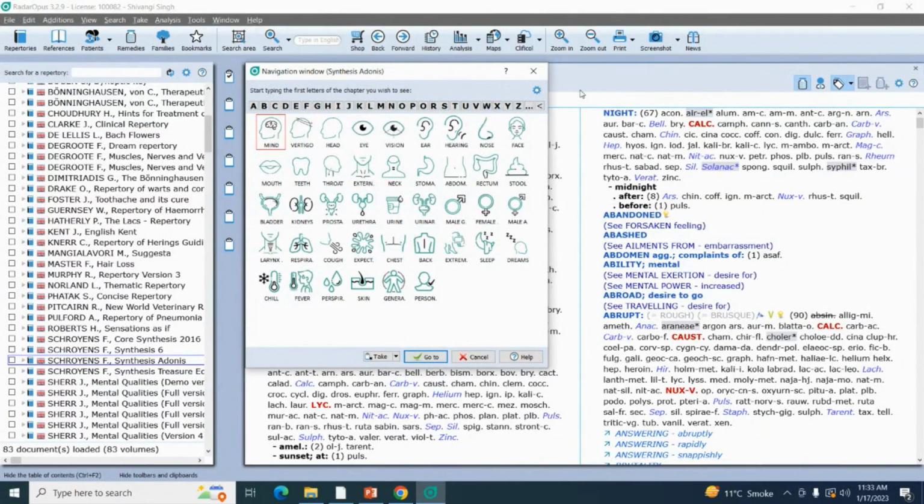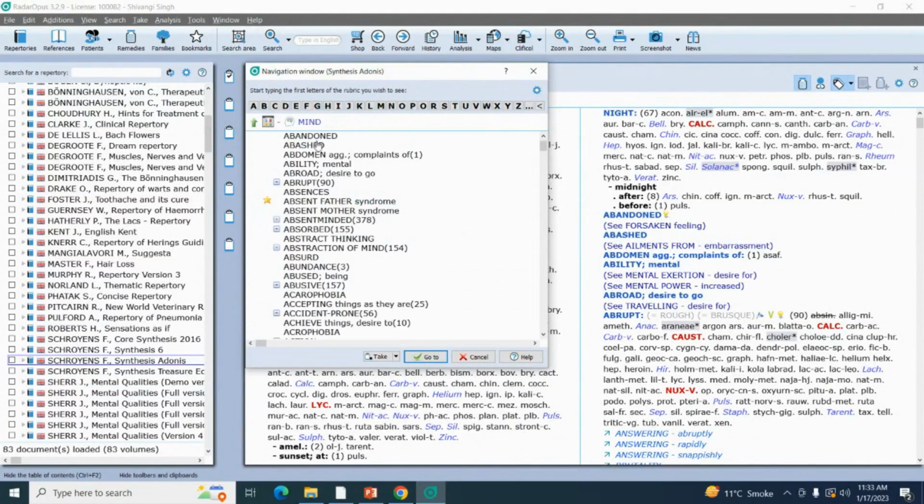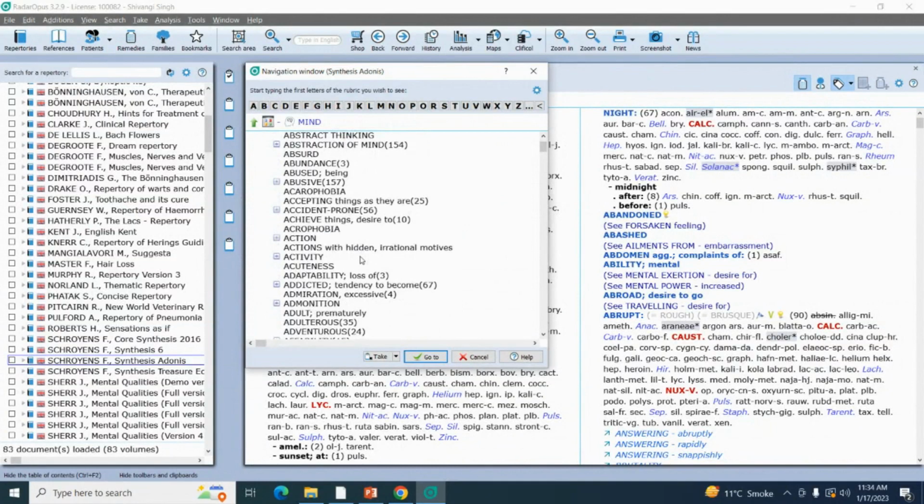Now I'm going to repertorize my case. The first symptom of my patient is weakness of memory, as we discussed in our presentation. The patient has a problem in concentration or a problem in memory. So I'm going to the Mind chapter, because this symptom belongs to the Mind chapter. If you click on this chapter, you'll get all the rubrics. You can search for your rubric with the help of this scroll bar, like scrolling this.